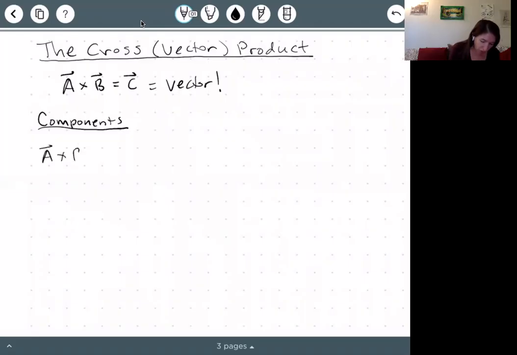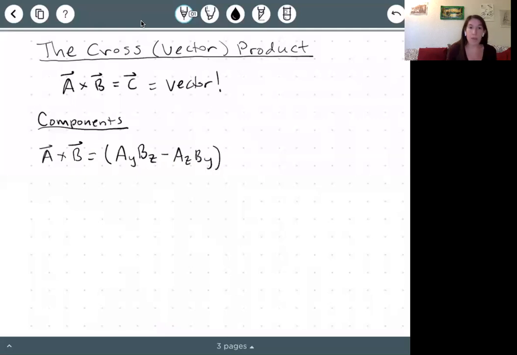So A cross B is equal to A_y B_z, which is the y component of A multiplied by the z component of B, minus A_z B_y. Now this whole thing is the x component of vector C, of the new vector. So this whole thing is C sub x, right? And we know that because it's the term in front of the x hat. And because there's an x hat, we're reminded this thing is a vector, which, as I promised, is the case.